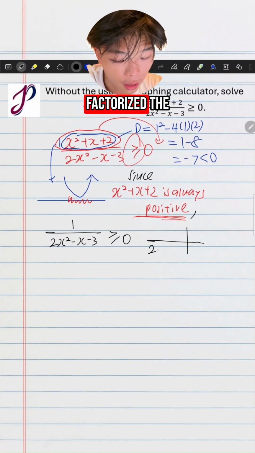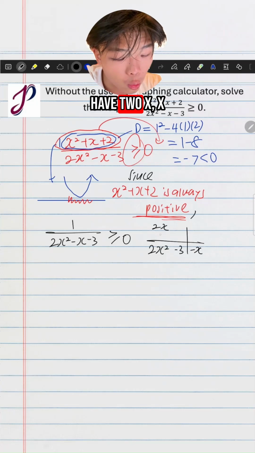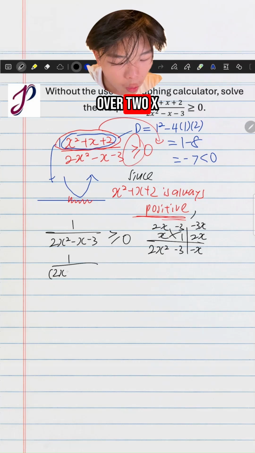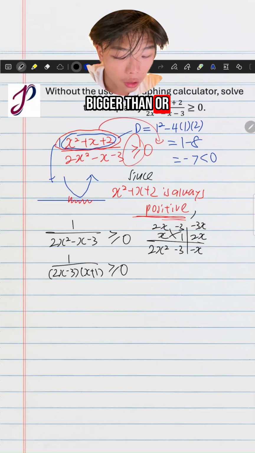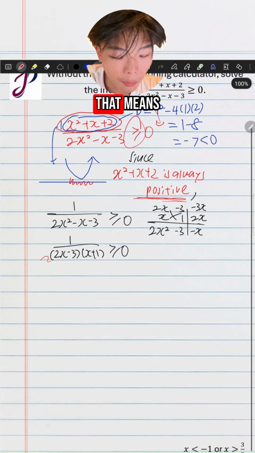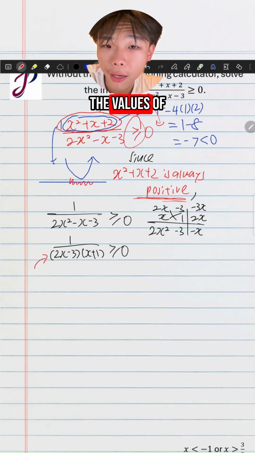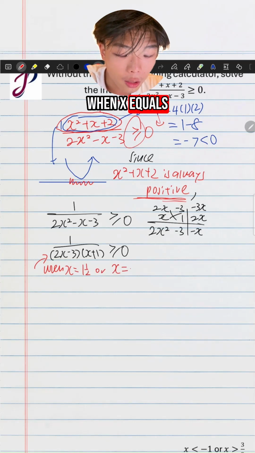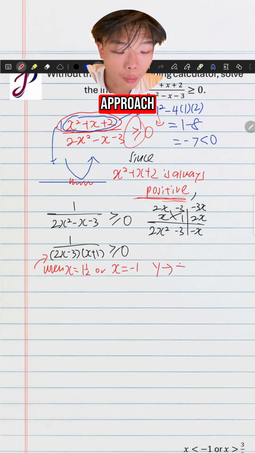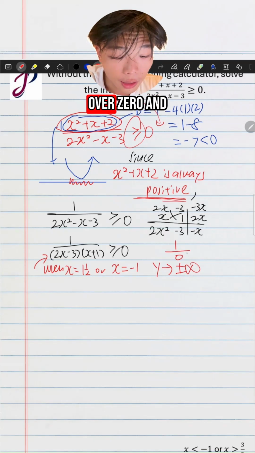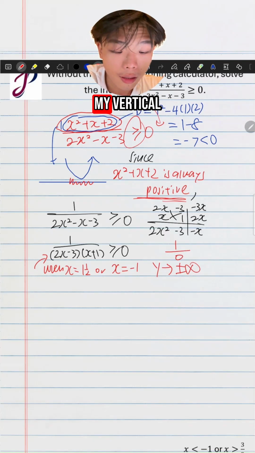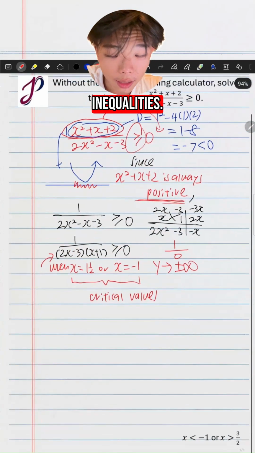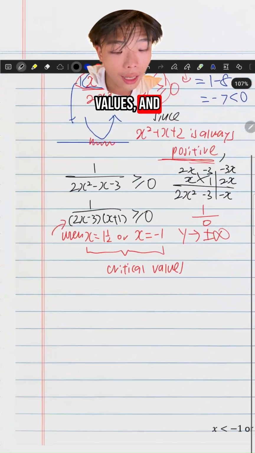Then when we factorize the denominator, 2x squared minus x minus 3, we end up with 1 over (2x minus 3)(x plus 1) is bigger than or equals to 0. Now take note that this is a rational function. That means whatever is in the denominator gives the values of the vertical asymptotes. So when x equals 1.5, or when x equals negative 1, your y value will approach plus minus infinity, because you will have 1 over 0, and 1 over 0 is undefined. Therefore, these are my vertical asymptotes, which collectively are known as my critical values in the context of equations and inequalities.